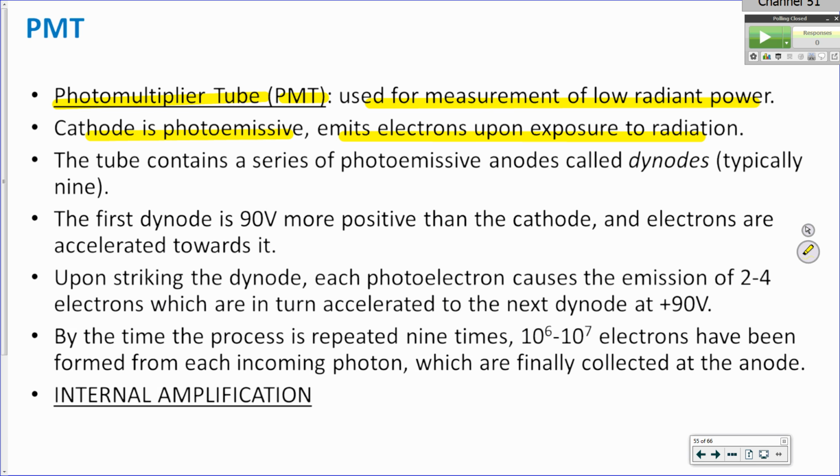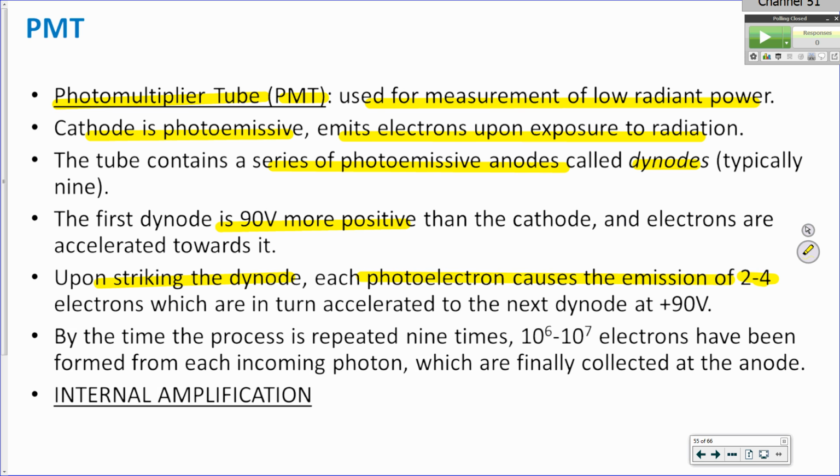But now what the tube has is a series of photoemissive anodes, each one we call a dynode, and there's typically 9 of them. And maybe, for example, the first dynode's at 90 volts more positive than the cathode, so the electrons are going to be drawn from the cathode to the first dynode. And as they're drawn, they accelerate.